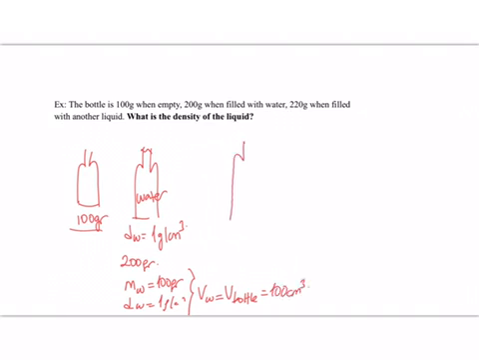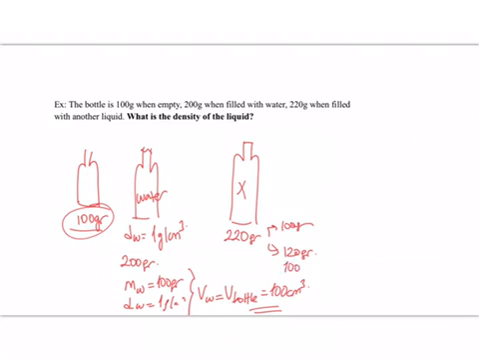When I use the same bottle and fill it with another unknown liquid, it weighs 220 gram. As 100 gram of this is the bottle, the mass of the liquid is 120 gram. The volume of the bottle is equal to the volume of the liquid, which is 100 centimeter cube. So the density of the unknown liquid, from mass over volume, is 120 over 100, which is equal to 1.2 gram per centimeter cube.